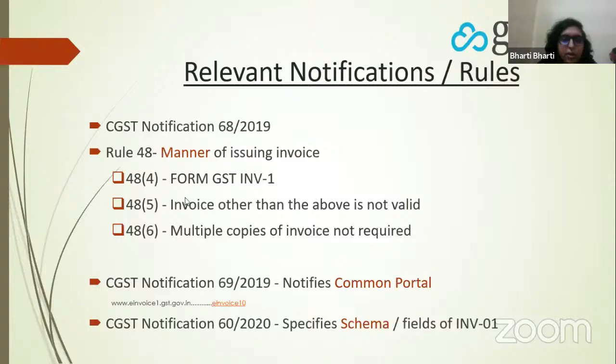Rule 48, sub-rule 5, specifies that if a taxpayer is eligible for e-invoicing and is not creating the invoice in the form notified in Rule 48, sub-rule 4, the invoice will be invalid. Rule 48 also says that multiple copies of the invoice are not required where you are generating an e-invoice.